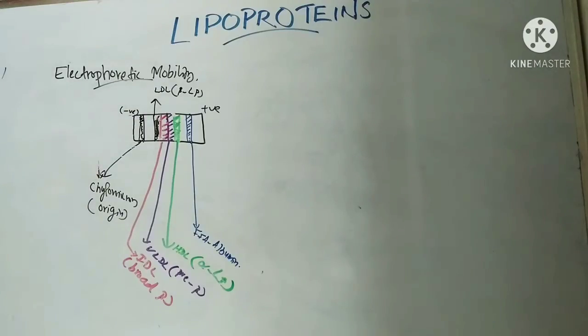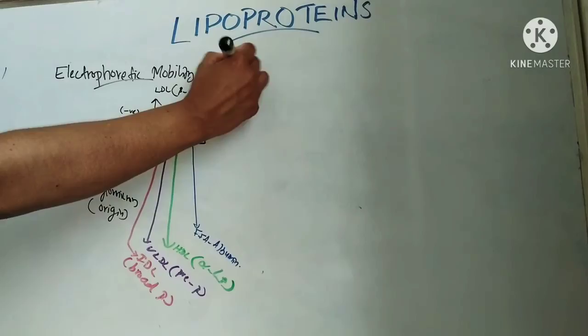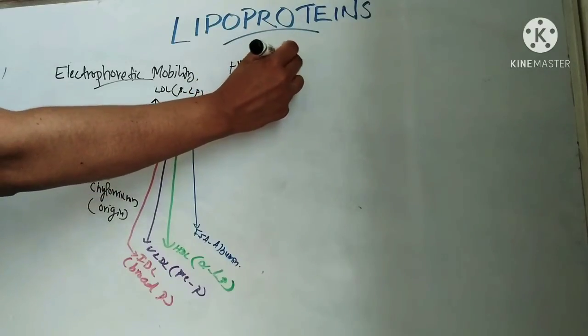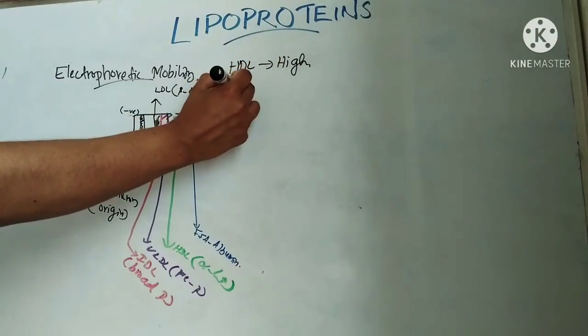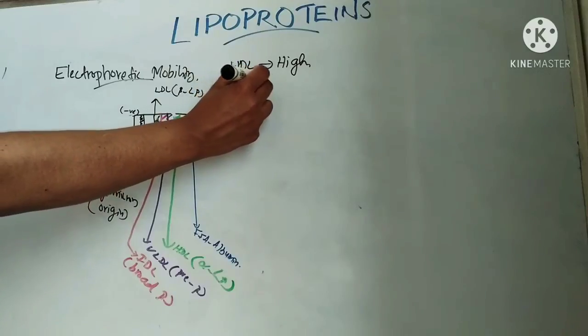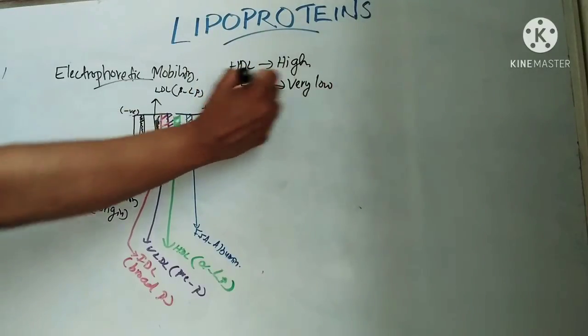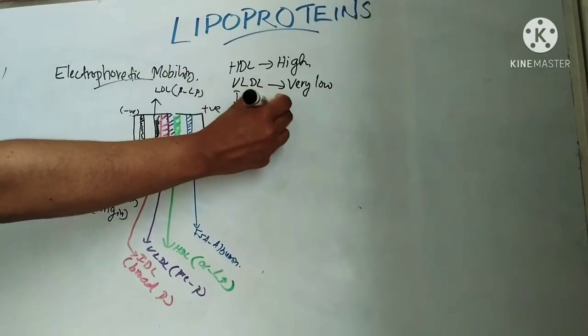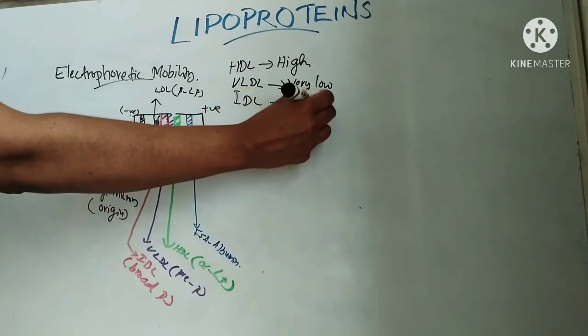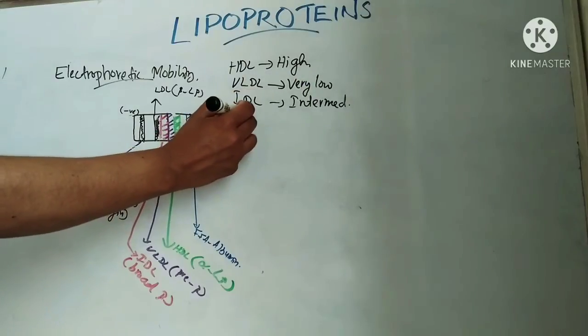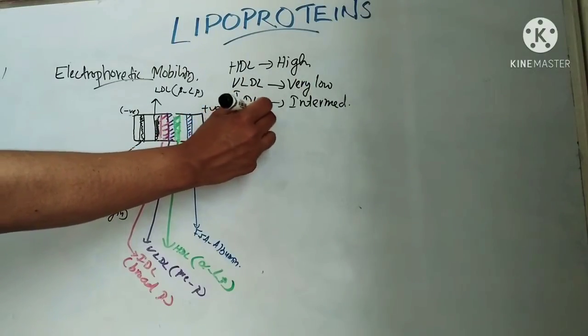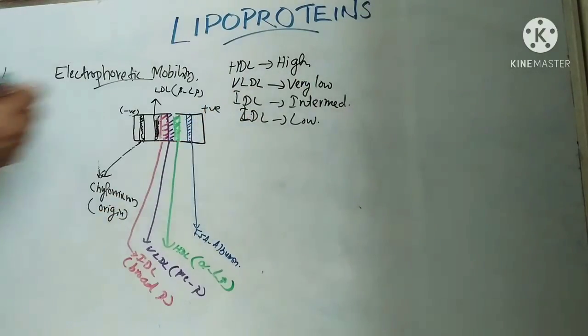Then chylomicrons. HDL is high density lipoprotein. VLDL is very low density lipoprotein. IDL is intermediate density lipoprotein. LDL is low density lipoprotein.